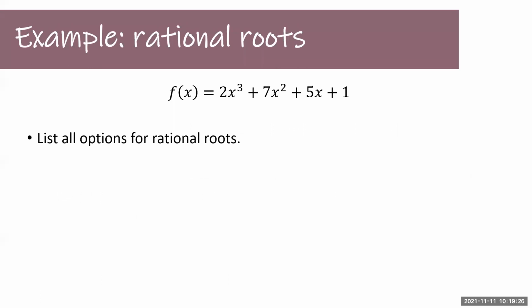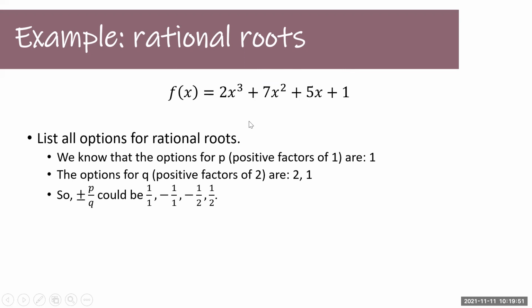Let's look at an example. We have 2x cubed plus 7x squared plus 5x plus 1. So here we have 1. The only factors of 1 are 1 and 1, right? And we have 2, and the only factors there are 1 and 2. So we can have 1 over 1, negative 1 over 1, 1 over 2, or negative 1 over 2. Okay? So those are all 4 of our possible roots. Now, what do you think we do now? We can test to see if these are valid roots by going ahead and doing synthetic division with each.